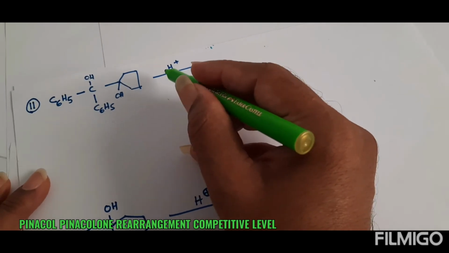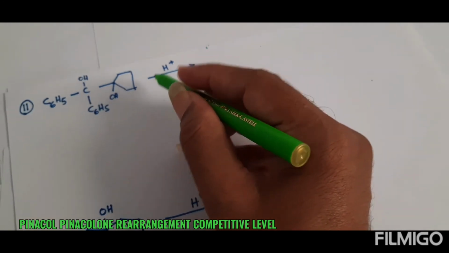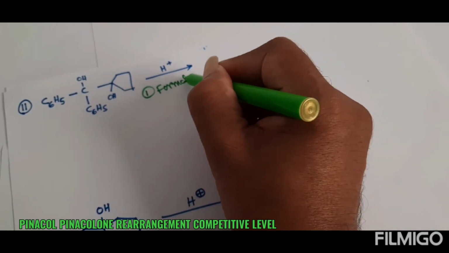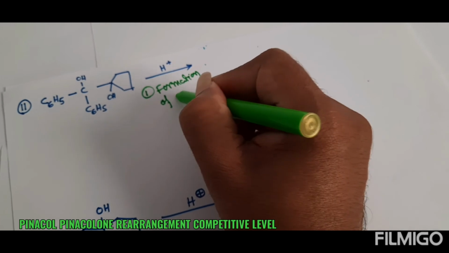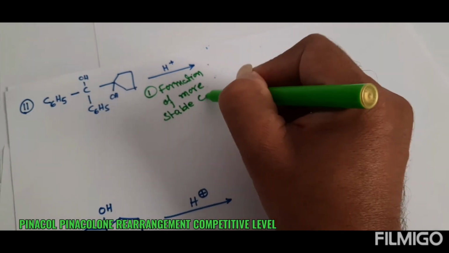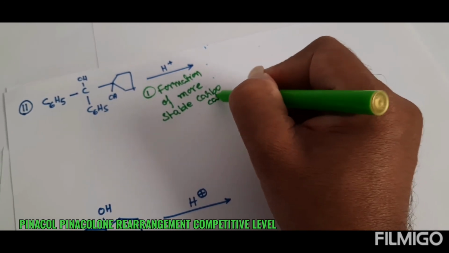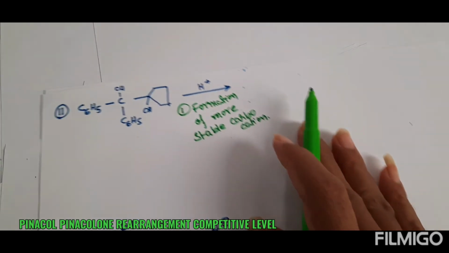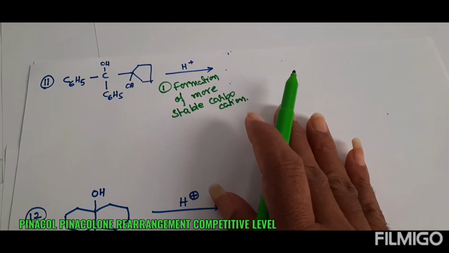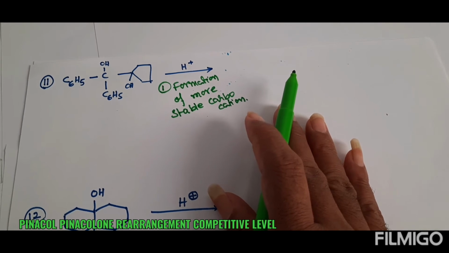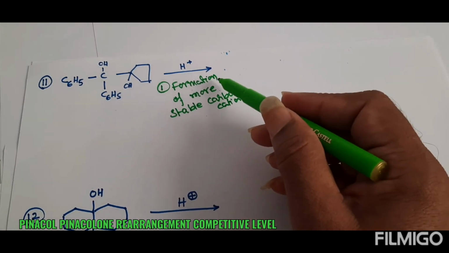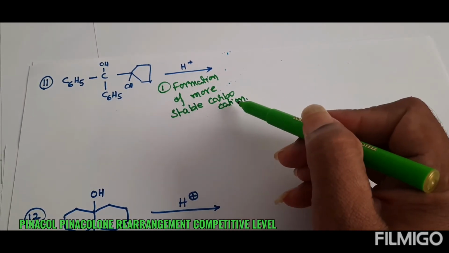Students, here you have to follow rule number 1. Rule number 1: formation of the more stable carbocation. Yes, this is the first step. Whenever dissimilar pinacols are there, that means OH groups are present on two different types of carbons, the key point is the formation of the more stable carbocation.